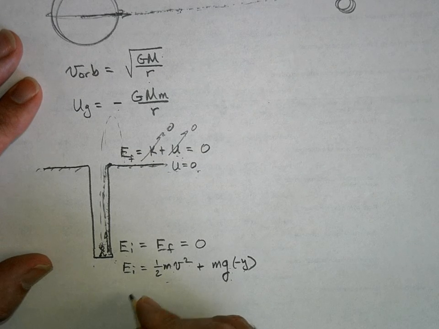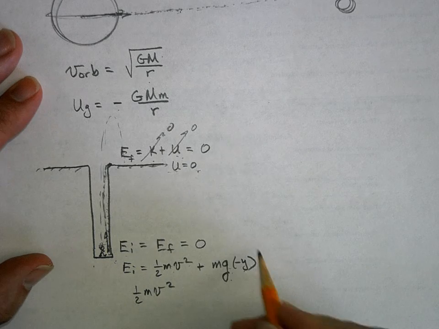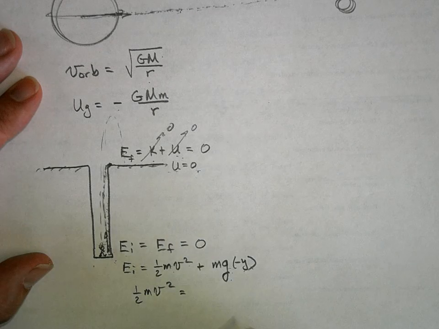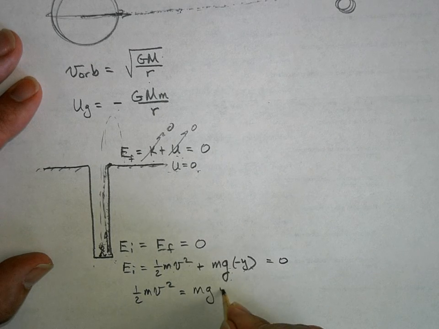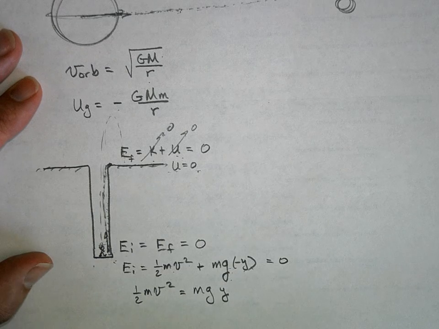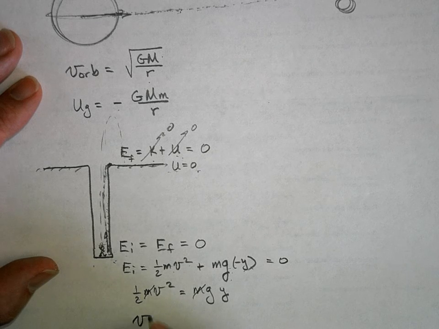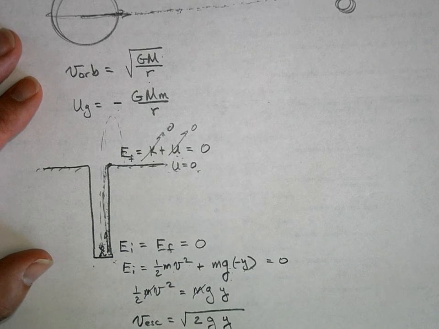So this well, we would say, well, 1/2 mv squared, just add this to both sides, is equal to, well, this is all equal to 0. So add this over there, is equal to mgy, where y is our depth below the surface. The mass of the rock doesn't matter. Multiply both sides by 2 and take the square root. And the escape velocity from this well is the square root of 2gy. Okay?